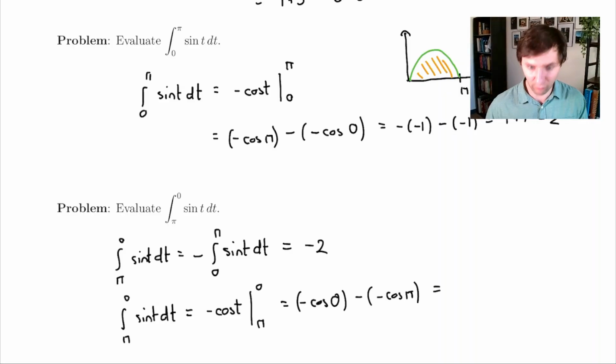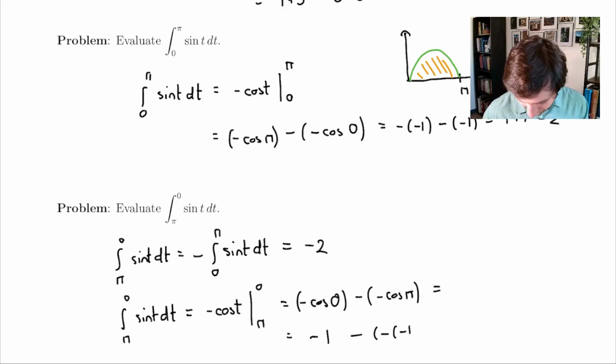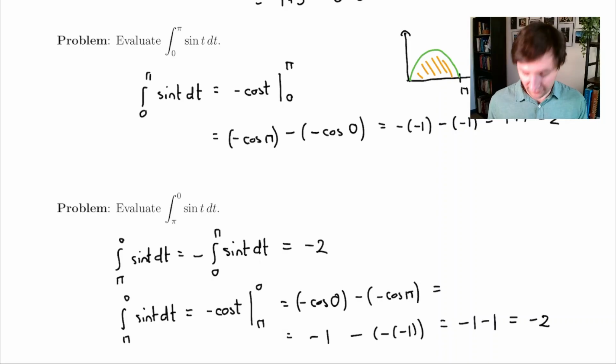Cosine of 0 is 1, giving me negative 1. Cosine of pi is negative 1, giving me negative 1. Altogether, I get negative 1 minus 1, which gives me negative 2. These two answers are the same. This shows you how powerful the fundamental theorem of calculus really is. You can use it even when this number is bigger than this number.